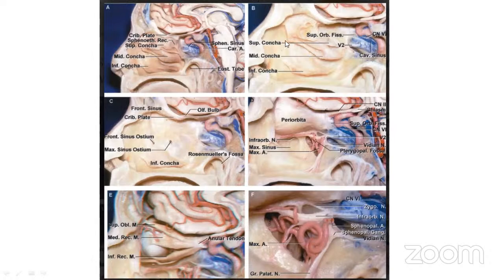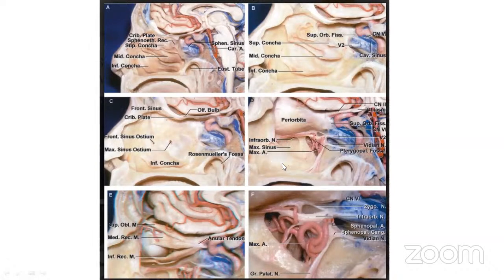In this diagram, most of the mucosa of the superior, middle, and inferior turbinate have been removed for better visualization of the superior orbital fissure. This is the part of the lateral side in which we can see the cribriform plate showing above the olfactory bulb, and inferiorly the maxillary sinus and the frontal sinus ostium, which open into the nasal cavity. This is the rosenmuller fossa, from where inferiorly the nasolacrimal duct opens.